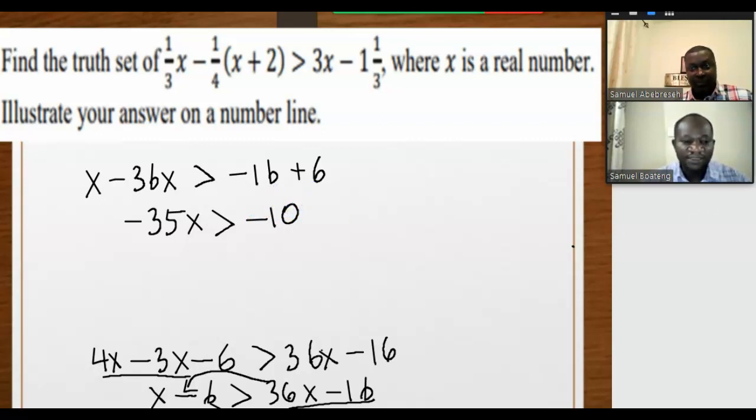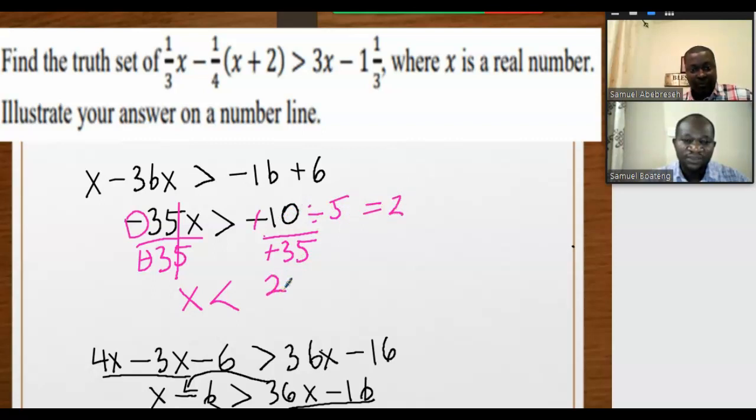So we want to find x. Let's divide both sides by minus 35. So minus 35 will cancel minus 35. Now, remember, as soon as you divide or multiply through an inequality by a negative, the sign changes. So this sign will change to less than. Here, 5 will go into 10, 2, and then 5 will go into 35, 7.